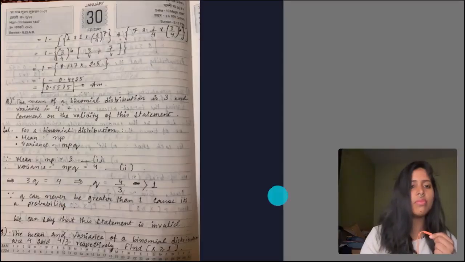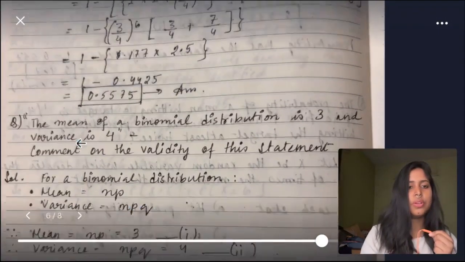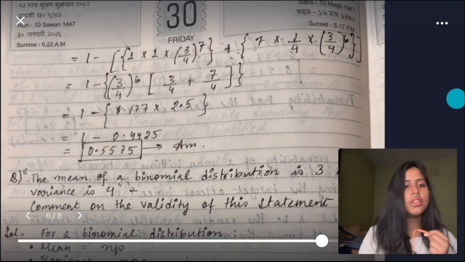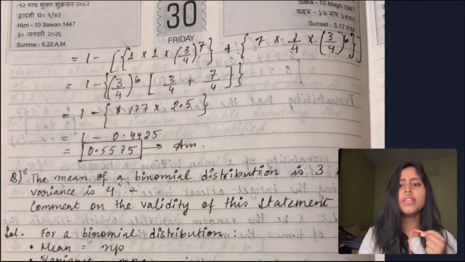Now look at here. What is the answer we get? By all these steps, you get the answer 0.5575. So what does this mean? This means that he has about a 55.7% chance of hitting the target at least twice.